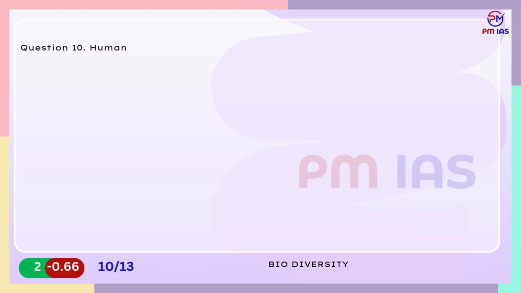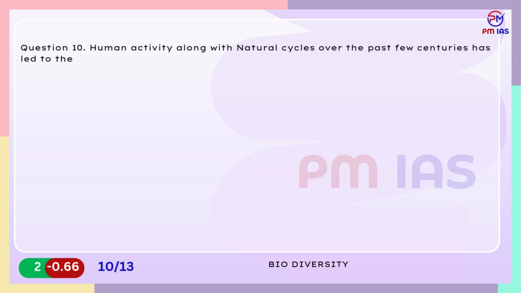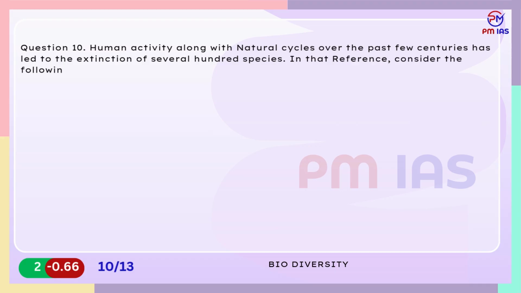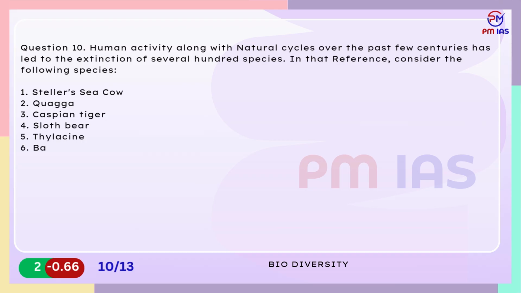Question 10. Human activity along with natural cycles over the past few centuries has led to the extinction of several hundred species. In that reference, consider the following species. 1. Steller's sea cow. 2. Quagga. 3. Caspian tiger. 4. Sloth bear. 5. Thylacine. 6. Bali tiger. 7. Himalayan quail. Which of the above species are extinct?